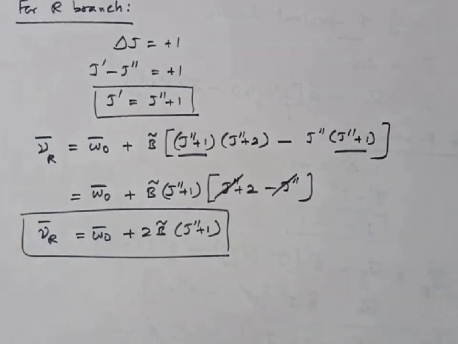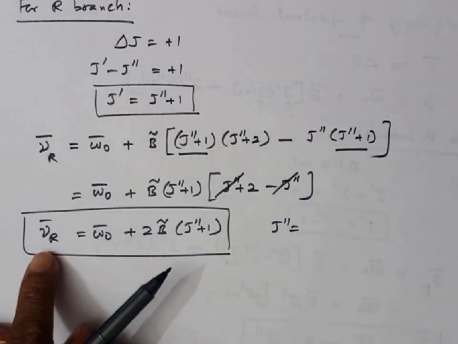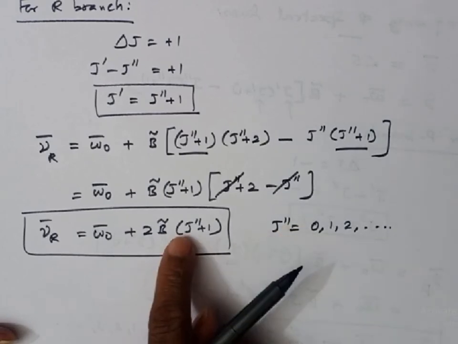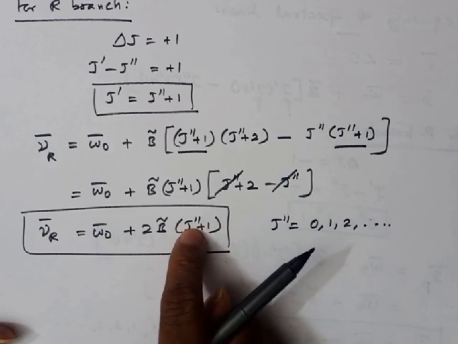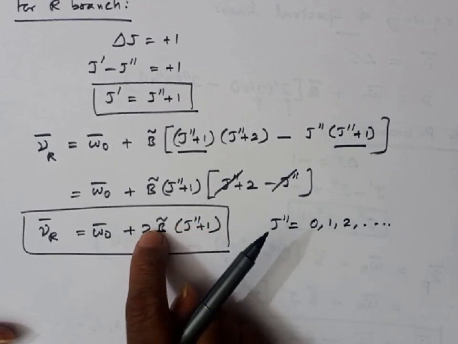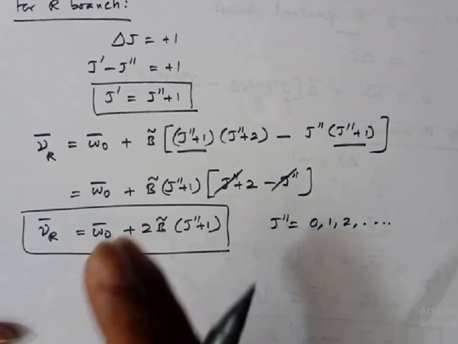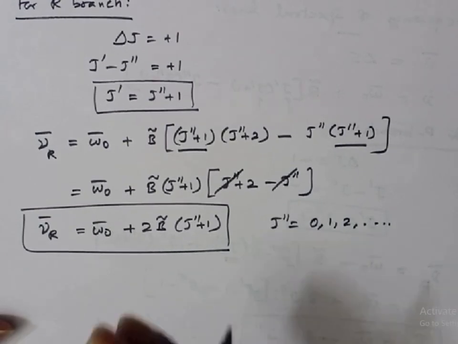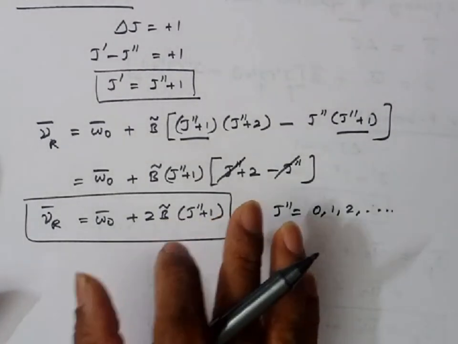Take note. And J double prime starts from? In the case of R branch? Zero. Yeah, it starts from 0, 1, 2, 3, 4, etc. If you put J double prime as 0 here, 0 plus 1, 1 into 2B is 2B. You have to add 2B to the band origin. So where will the R branch line appear? Higher frequency side of band origin, correct? Keep this in mind.